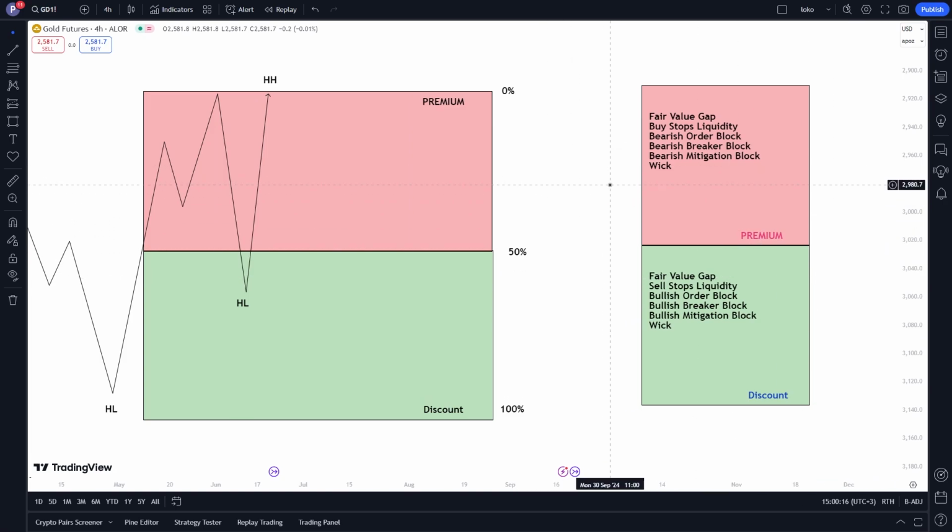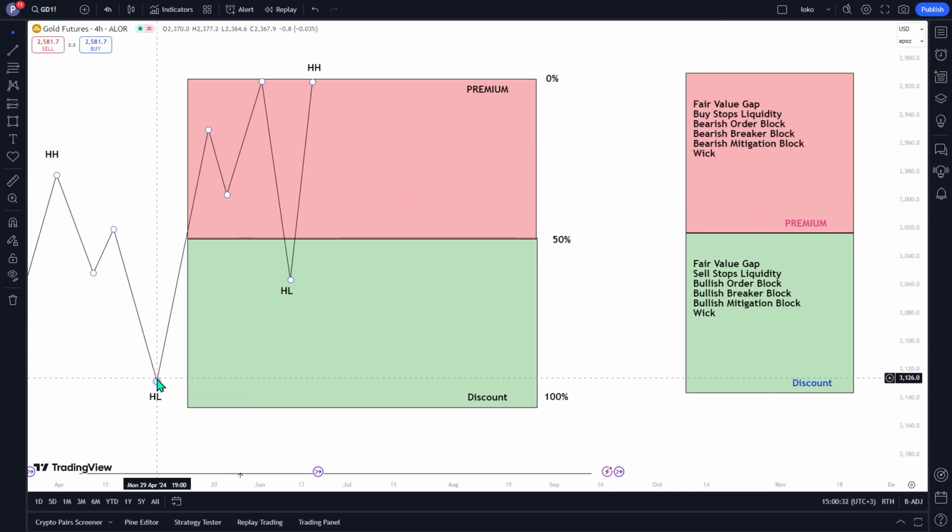In the premium market you need to watch for the FVG, buy stops liquidity, capturing bearish order block, bearish breaker block, bearish mitigation block, and weak high. It's a long week after capturing of which you can open the deal, because it always forms an order block on the lower time frames. And discount market is the same, but in our direction you need to watch for the FVG, sell stops liquidity, bullish order block, bullish breaker block, and bullish mitigation block.